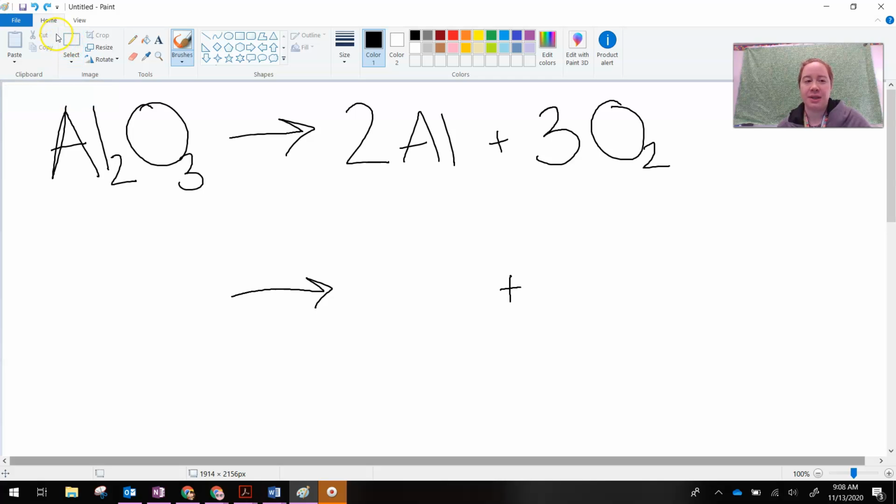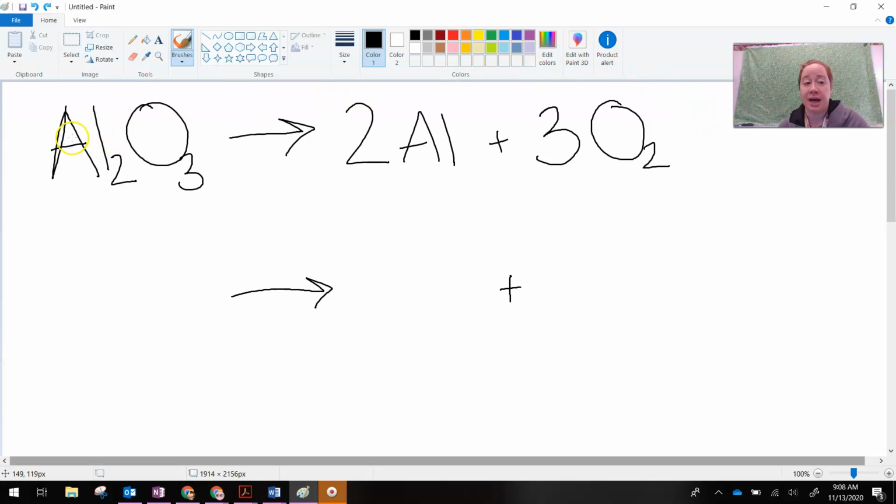Hey everybody, just wanted to give you a video recording of the explanation for the balancing equations that we did in class for developing and using a model to determine if the law of conservation of mass is being obeyed or followed. So this was the first equation that was on the presentation today.